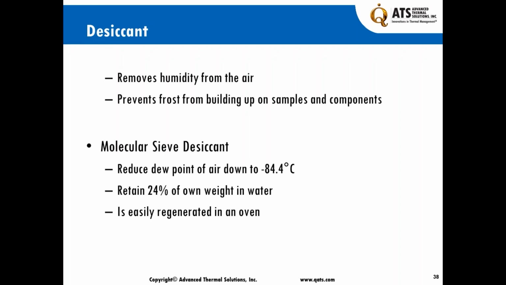So the molecular sieve for the desiccant that we chose reduces the dew point of air down to minus 84 degrees C, retains 24% of its own weight in water, which is very good, and is easily regenerated in an oven. So we can put it in there and dry it up and then reuse it again. That helps us quite a bit with the design and mitigating the cost. As I mentioned before, we can always use a dryer, not a hair dryer, but an air dryer, that can extract the humidity out of it and put it back into the system. That's always an option if the budget of the project allows it, and the noise constraints.